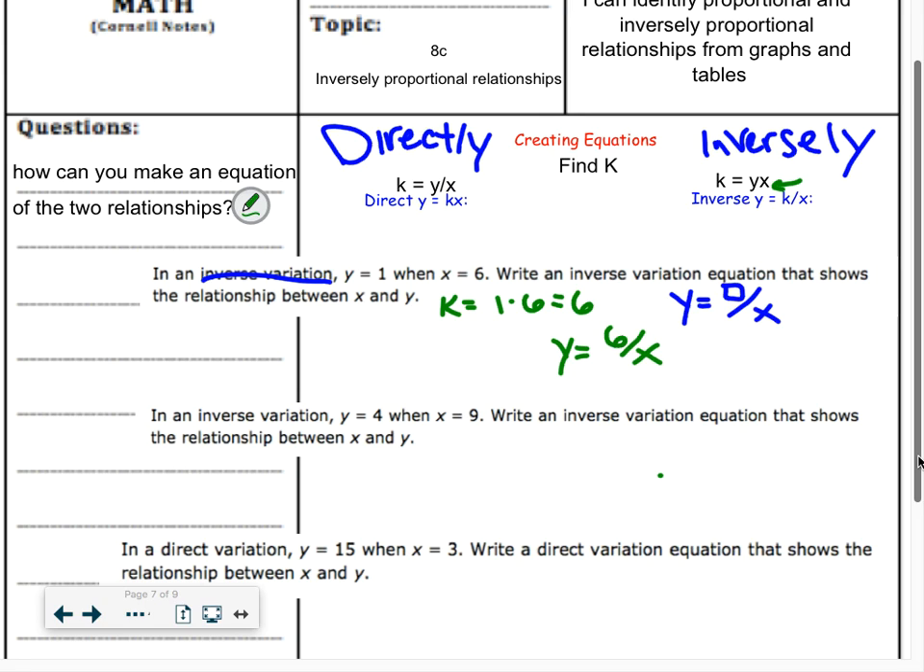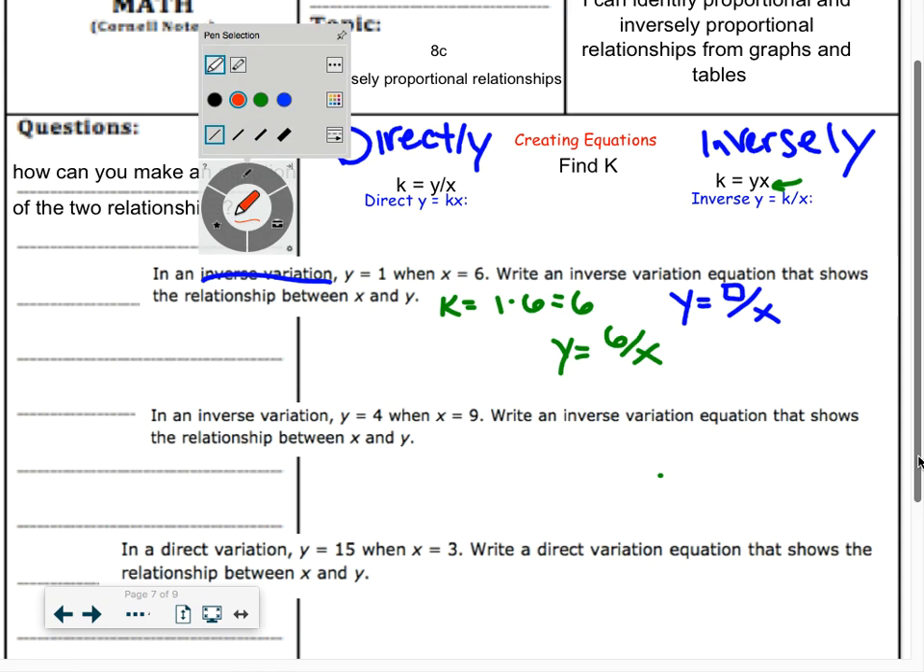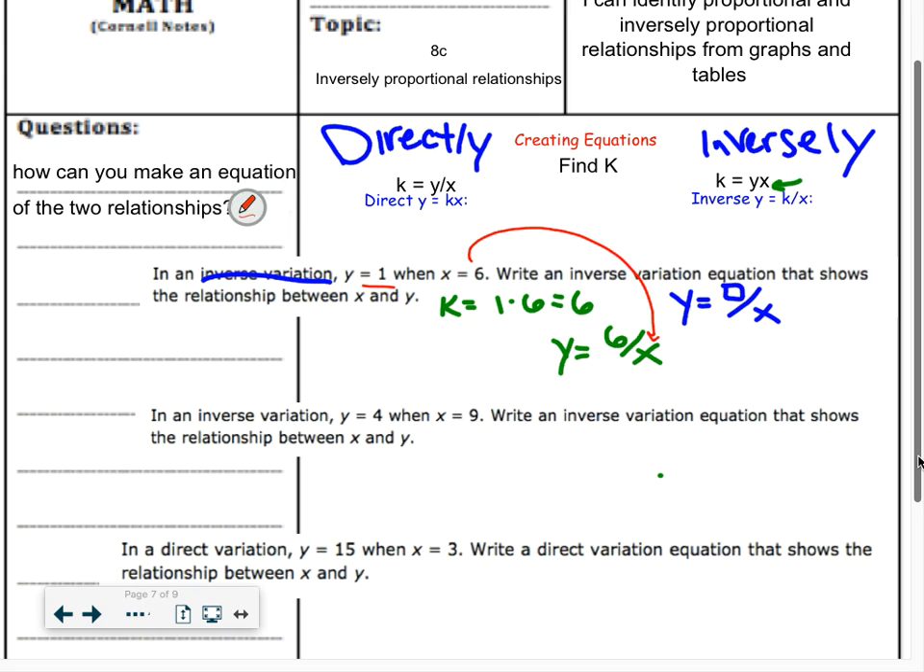It's nice and quick. Trust me. And you want to know what? If you ever wonder if you made the right equation, maybe you flipped them when you shouldn't have, you can always check your work. Put your x in. 6 over 6 is 1. That equals my y. So, yep, I made my right equation.